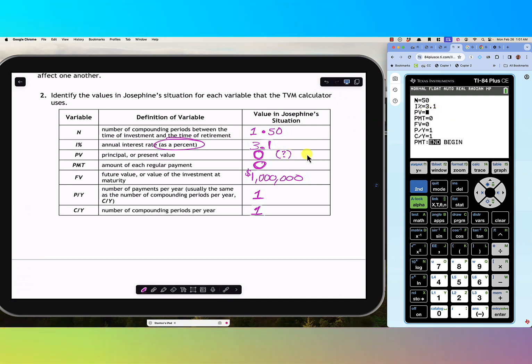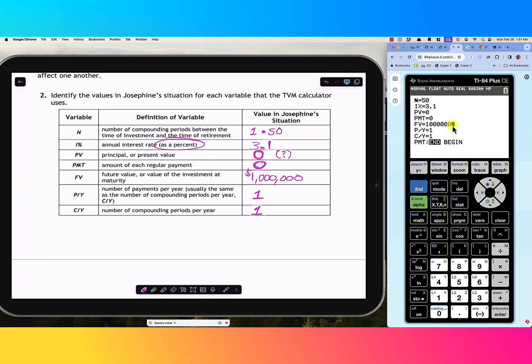All right, and if it's not 0, you would just type in a 0 there. All right, payment is 0 because we're not making any payments. So that's the next line. Keep that at 0, and then press enter again. And then FV is the future value, which we know is 1 million. So let's type in 1 million.